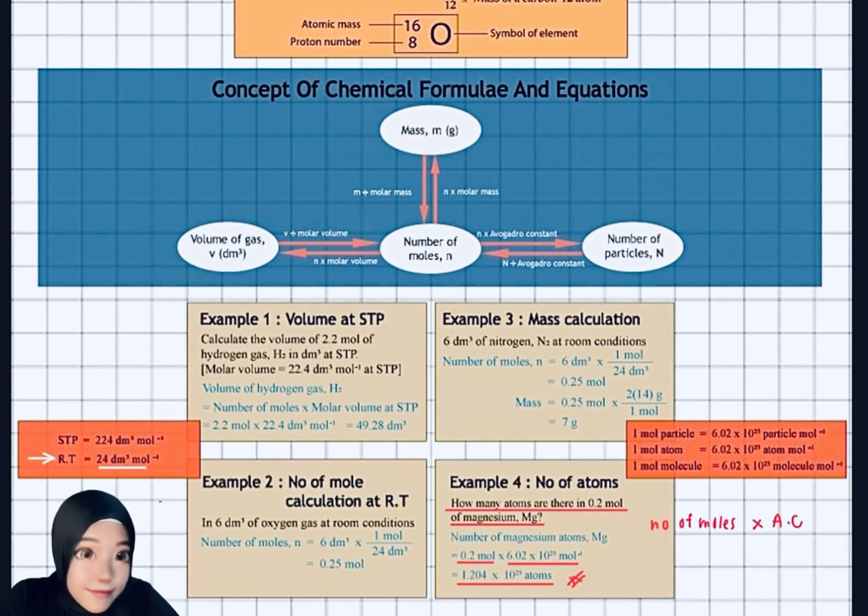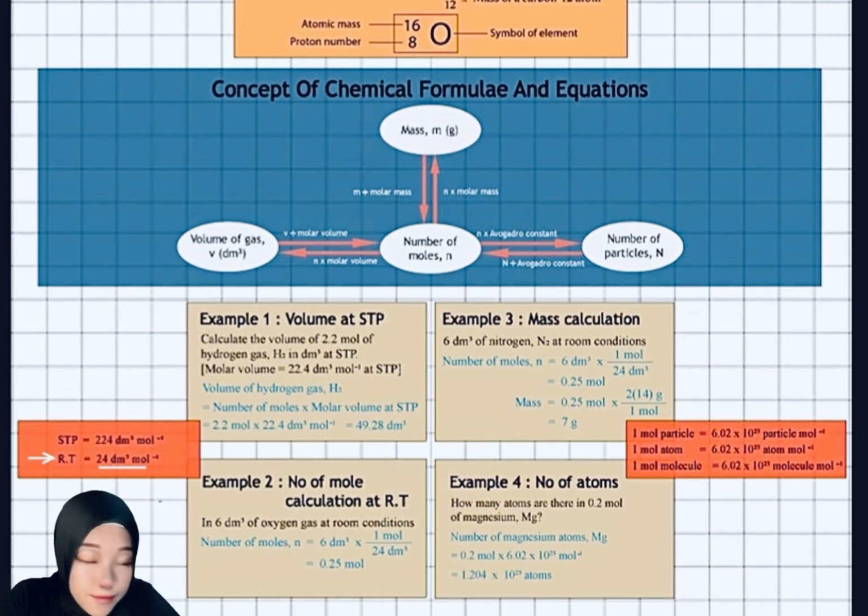But make sure to be careful with the unit in chemistry, okay? For Avogadro constant, make sure you use the correct unit depending on the question asked. If the question asks for number of particle, you have to write the unit of particle per mole. And if the question asks for the number of atom for an element, you can use the unit atom per mole. And the same goes if the question asks for the number of molecules, you need to use the unit molecule per mole for Avogadro constant value.